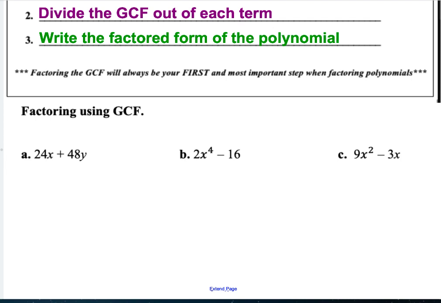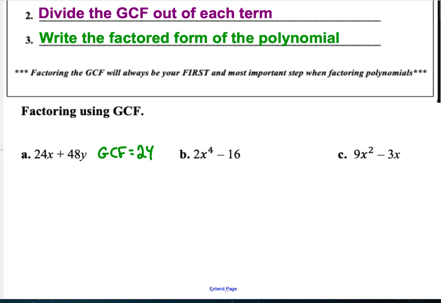So we start by finding our GCF. So 24x and 48y, what do they both have in common? Well, they have different variables, so they don't have that in common, but 24 and 48 both have a common factor of 24. Remember, we want to go as big as we can, because they also have 2 and 3 and 4 and 6 and 8 and all those, but we want to go as big as we can, the greatest factor they have in common.